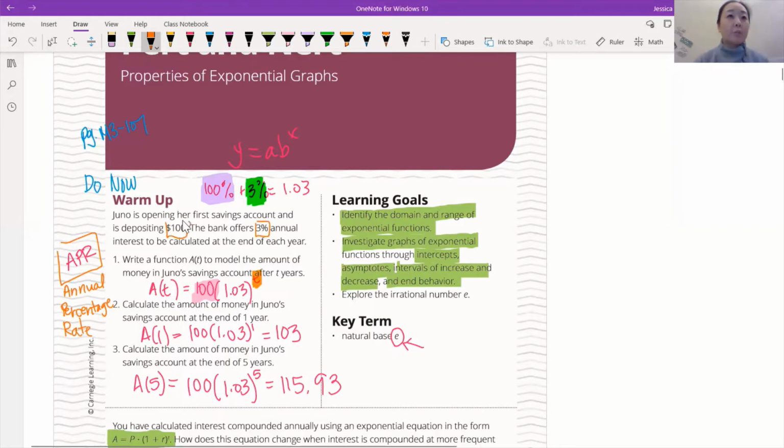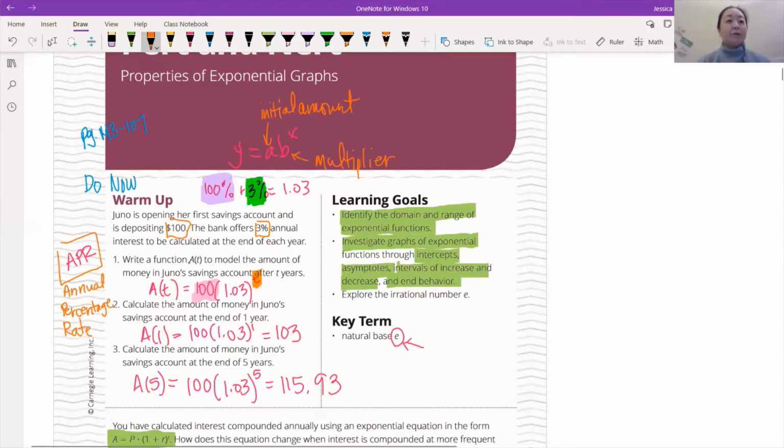The $100 is what we're starting off with. And if you remember right here, we have this y equals a times b to the x power. Remember, a was our initial amount. So think about, what is our initial amount? Yeah, it's $100. And same thing with our b, that is going to be the multiplier. So what do we keep on multiplying, right?